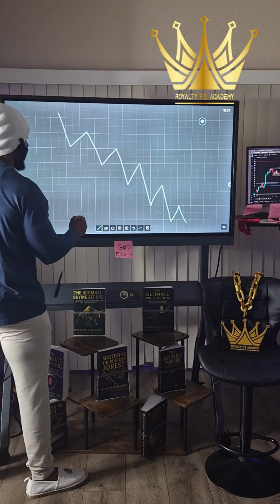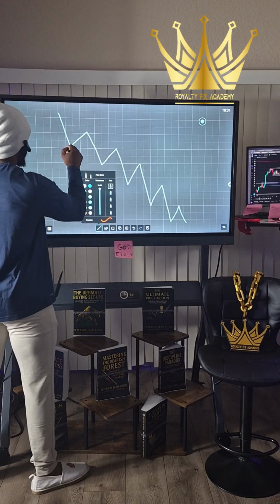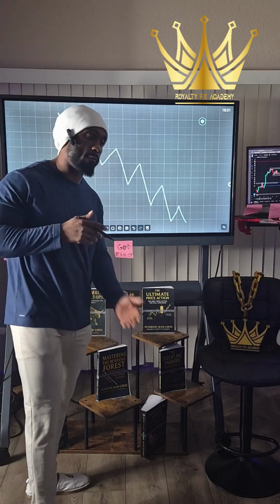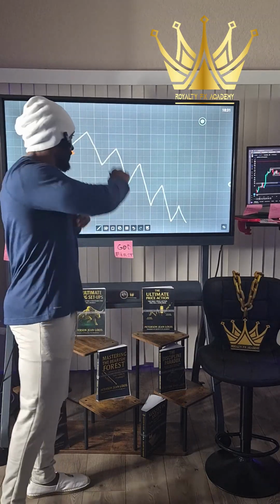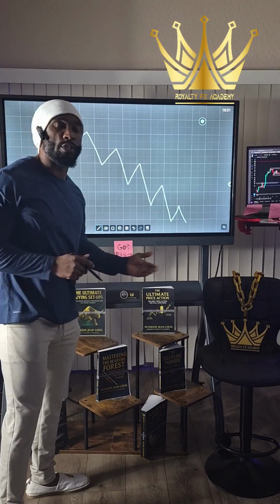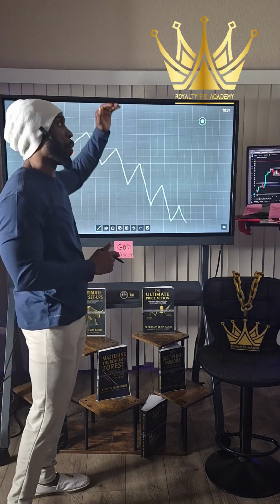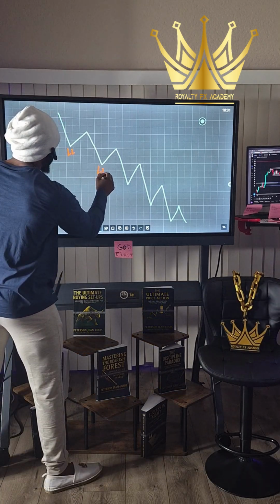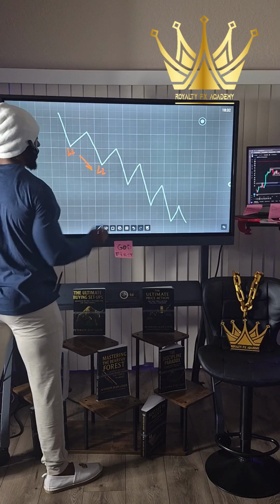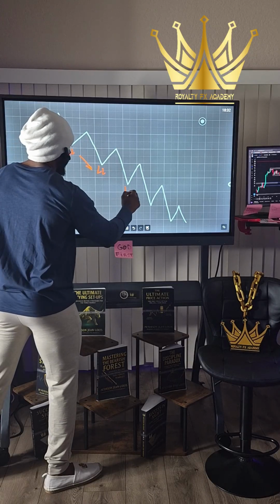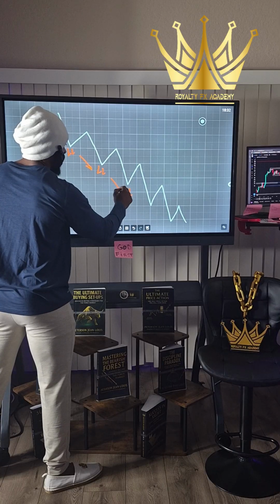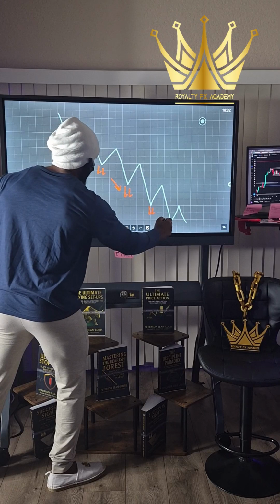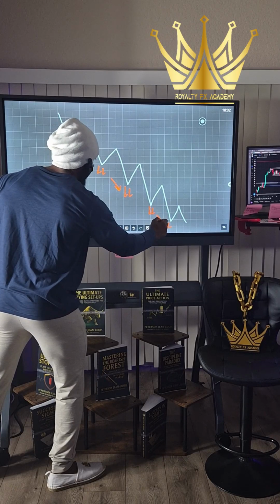We're going to mark our lower lows. Also, a little cheat sheet when it comes to a bearish market or a falling market: your lower lows are always going to be at the bottom, and your lower highs are always going to be at the top. So, lower lows, where each low is lower than the previous low.